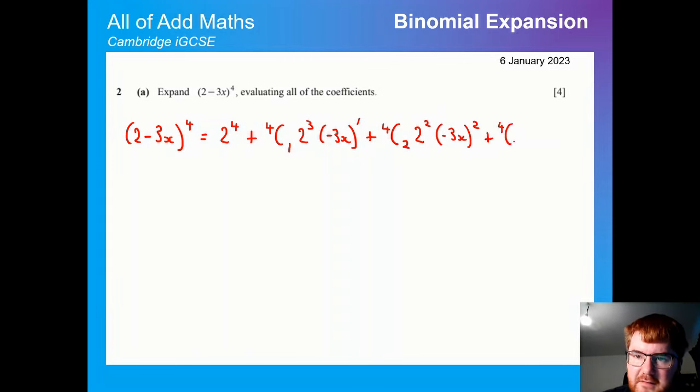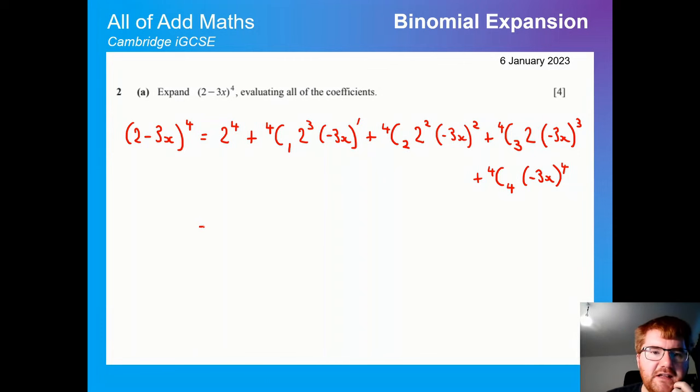Then we've got 4C3. We're going to reduce this by 1, so we just get 2 to the power of 1. And then we increase this by 1 to give us to the power of 3. And then lastly, 4C4. That's just going to be the last term to the power of 4.